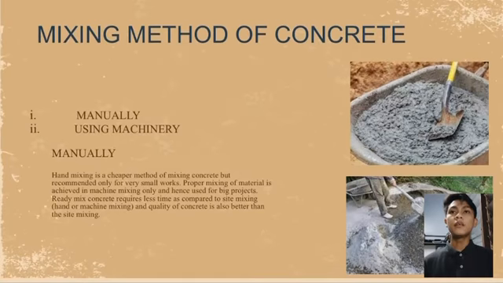Second, mixing method of concrete. There are two methods that we use. First, manually, and second, using machinery. Firstly, manually. Hand mixing is a cheaper method of mixing concrete, but recommended only for very small works. Proper mixing of material is achieved in machine mixing only, and hence it is used for big projects. Ready-mix concrete requires less time as compared to site mixing, hand or machine mixing, and the quality of concrete is also better than site mixing.